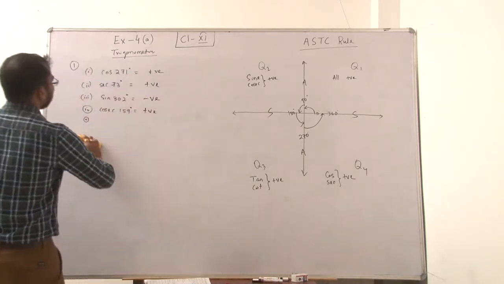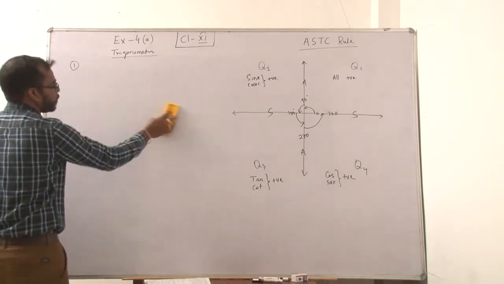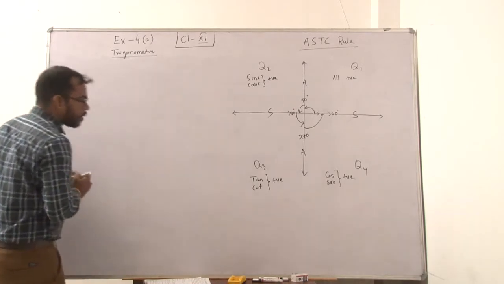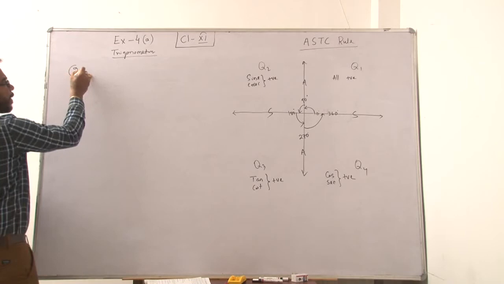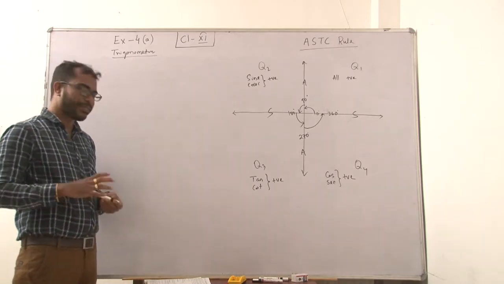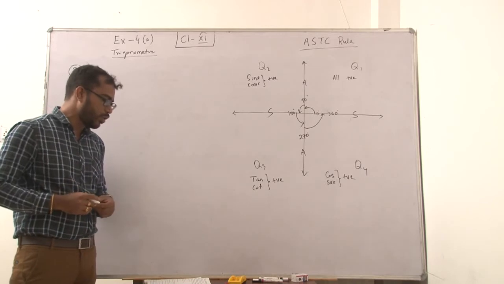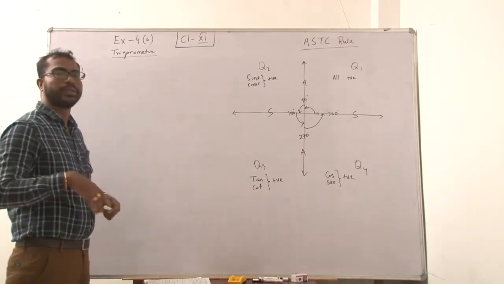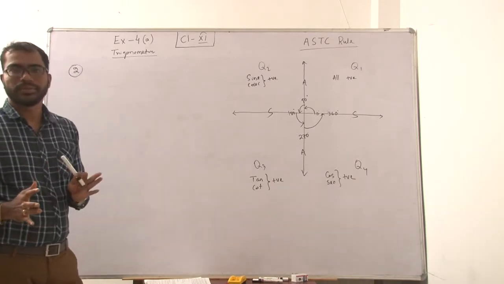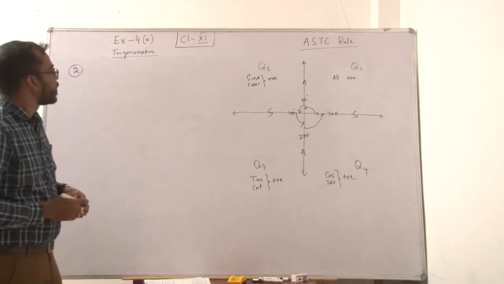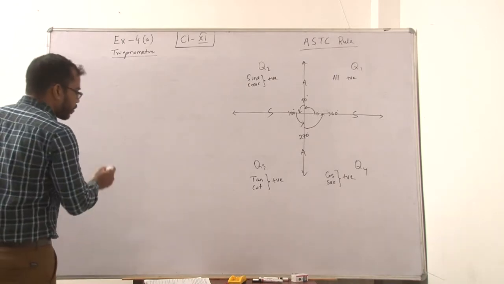So next we have to discuss question number 2. Question number 2 says: express the following as trigonometric ratios of some acute angles. Acute angles means angles lying from 0 degrees to 90 degrees. Okay.